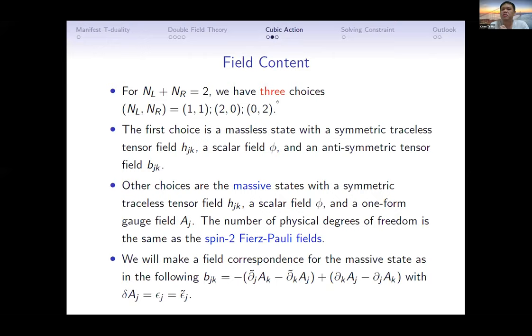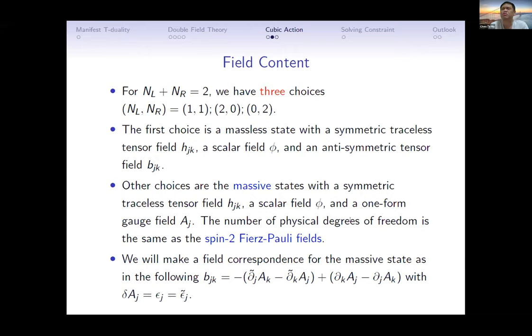For our case, we have three choices. The first choice is a massless state with the graviton field, the Dirac field, and also the Kalb-Ramond field. And then the main choice are the massive states. We just replace the Kalb-Ramond field by the one-form gauge field, and the number of physical degrees of freedom is the same as the spin-two Pauli fields. And so hence we should speculate that the target space should be a massive gravity theory.